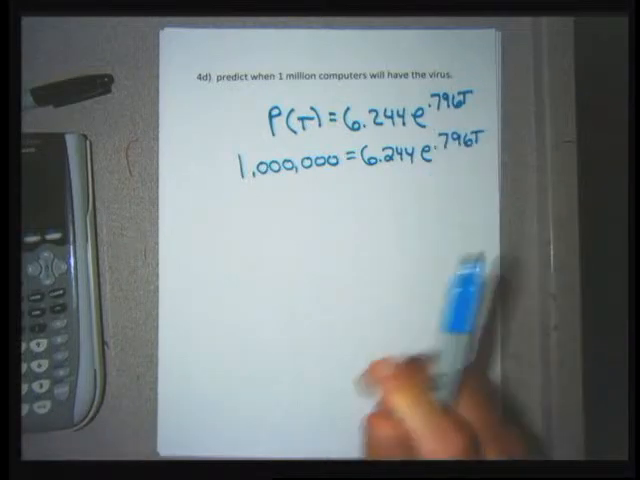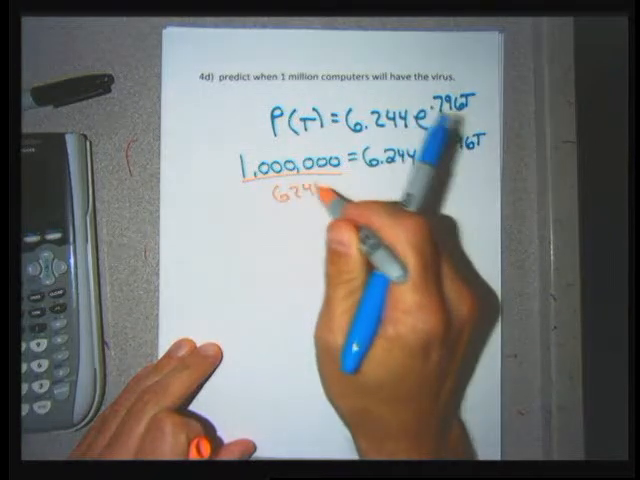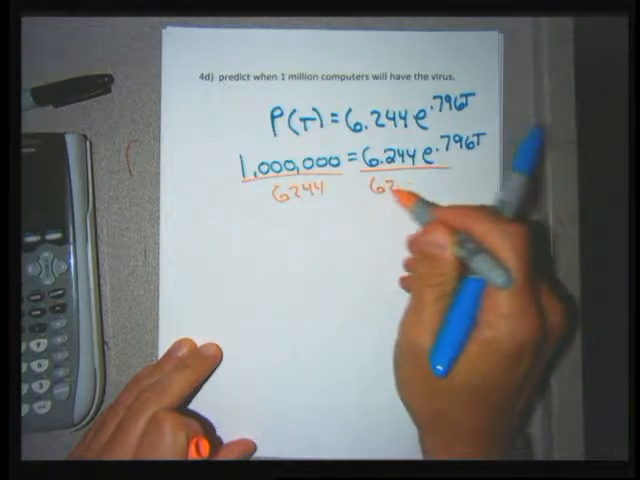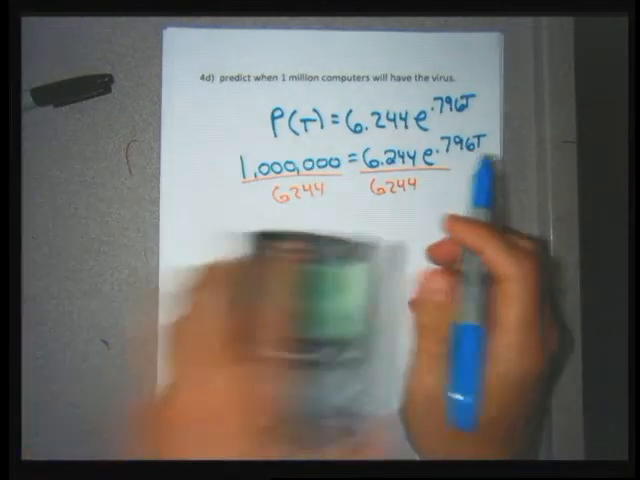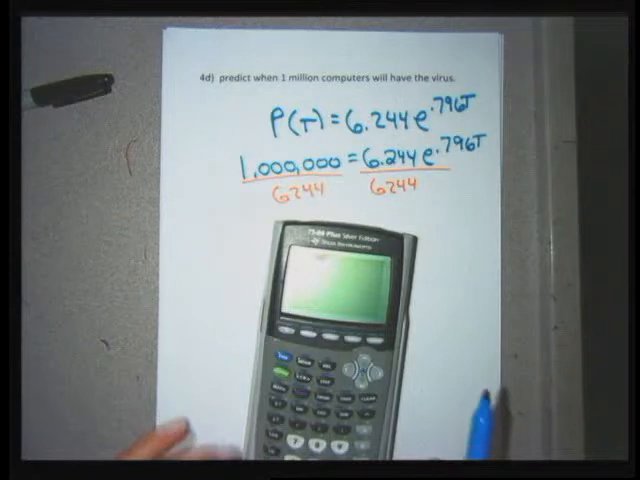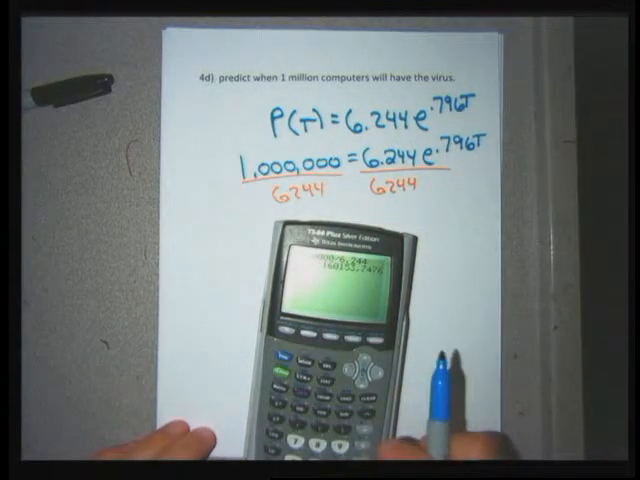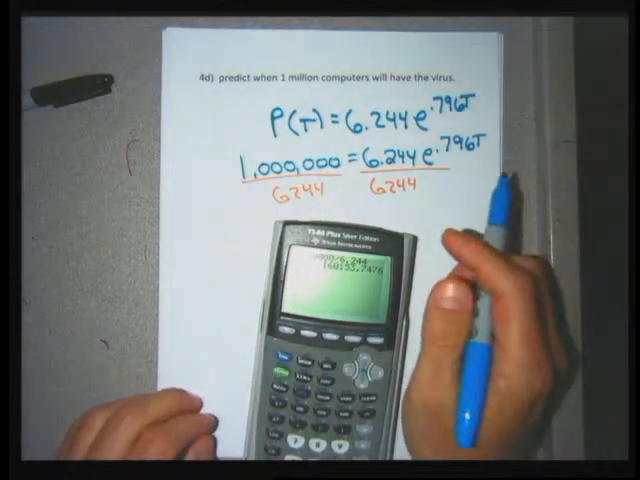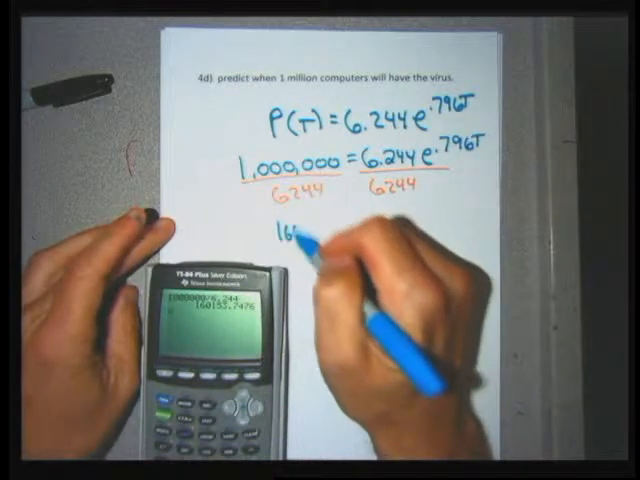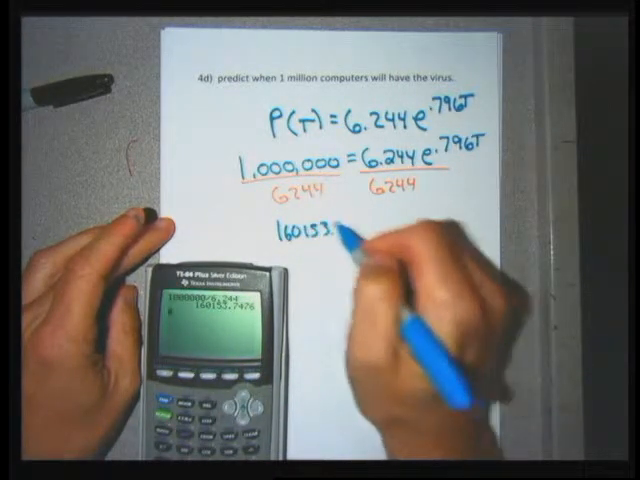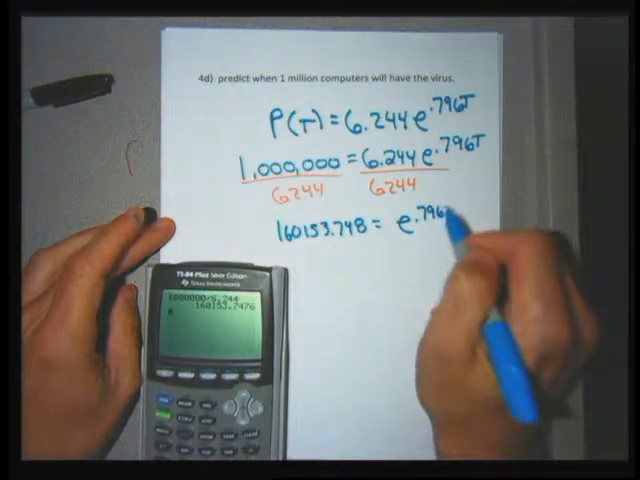To do this, I'm going to divide both sides by 6.244. On the left-hand side, I'm going to round to 3 decimals. So I'm going to go 1 million divided by 6.244, and I get 160,153.74. I'm going to round that to 8, so I'm going to say 160,153.748 equals e to the 0.796t.